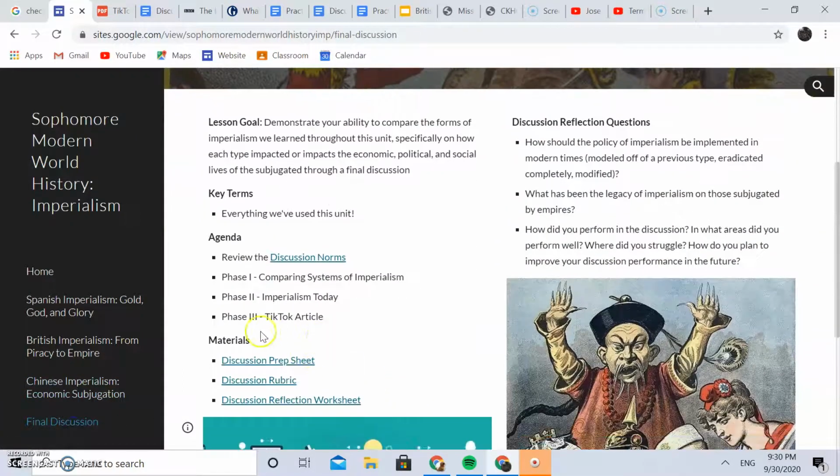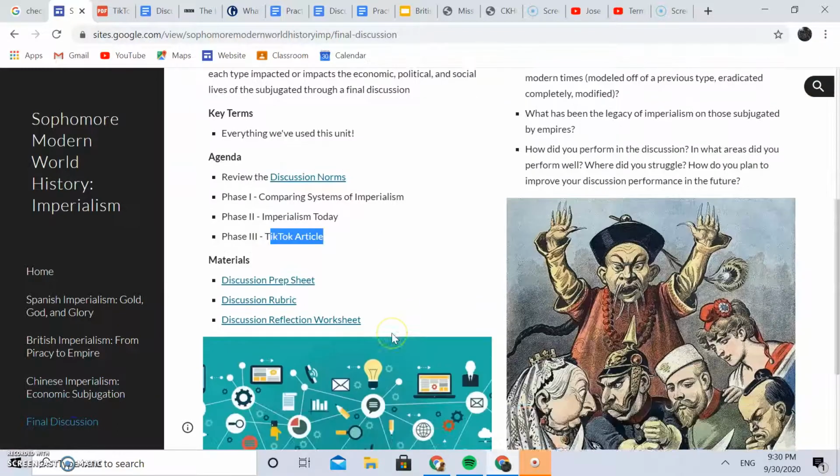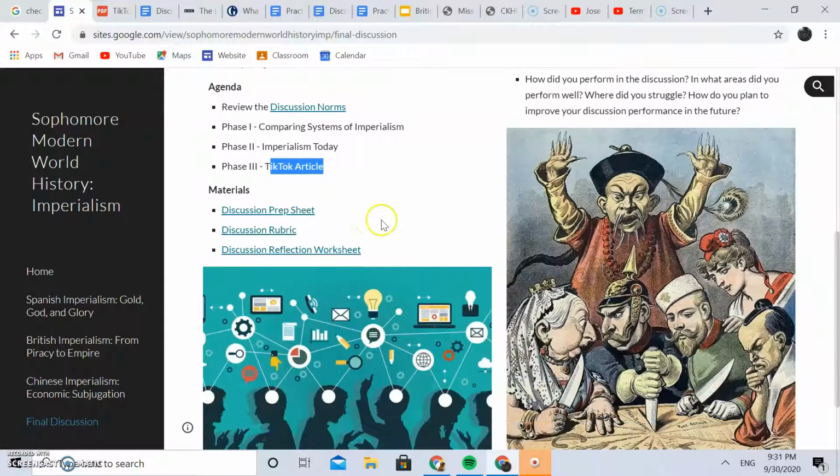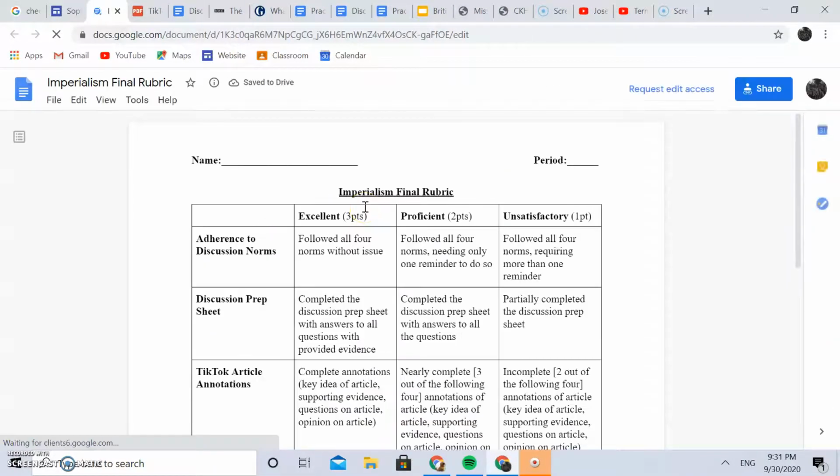And again, I'll actually hyperlink it right here so they can click on it. I'll show you the discussion rubric, and then I'll show you the final page of the discussion reflection worksheet. I'm sorry if I'm going out of order. I feel like this is a good way to show you guys, but maybe I'll change it up. You guys can tell me in the future if this is a good way to show you my lesson plans.